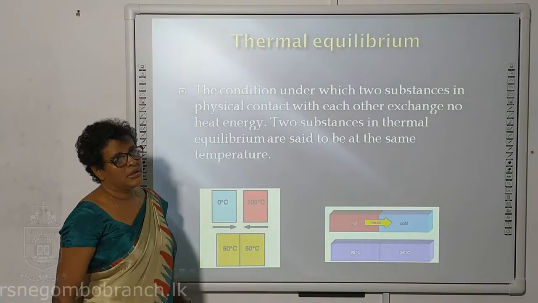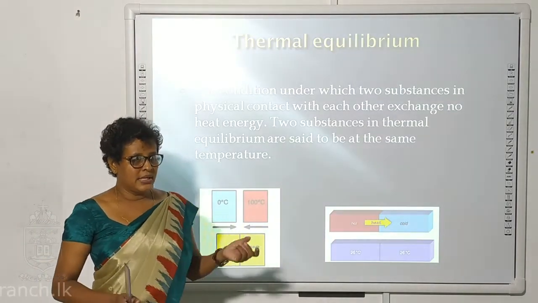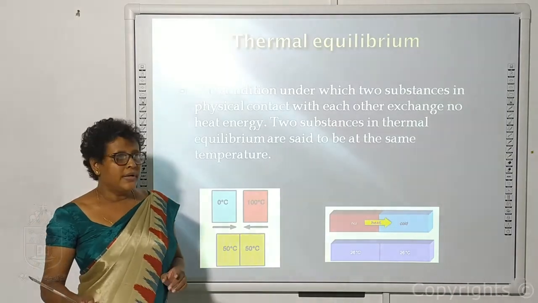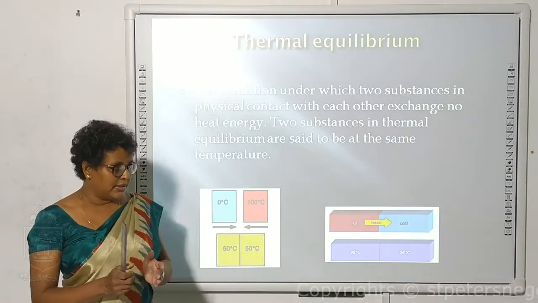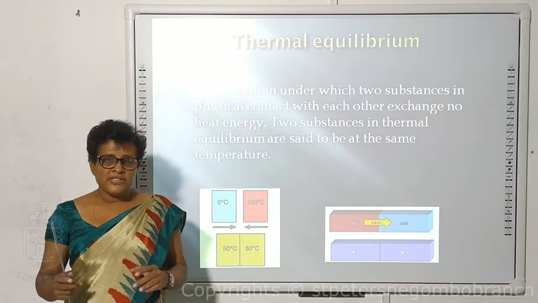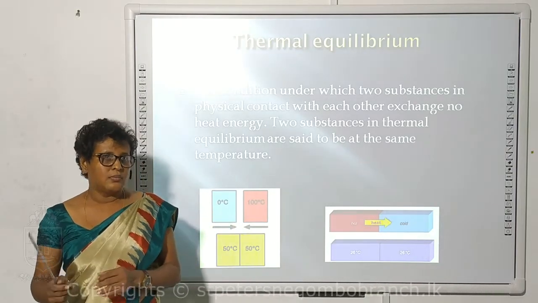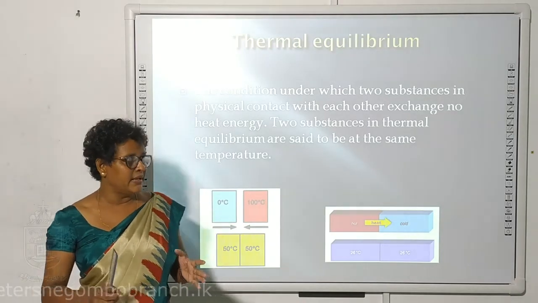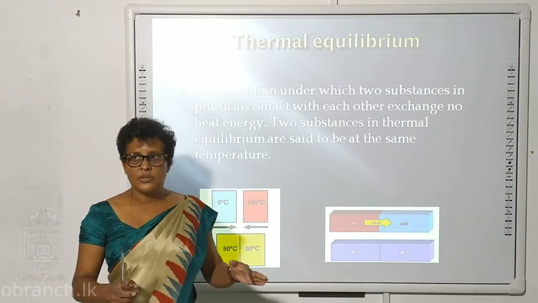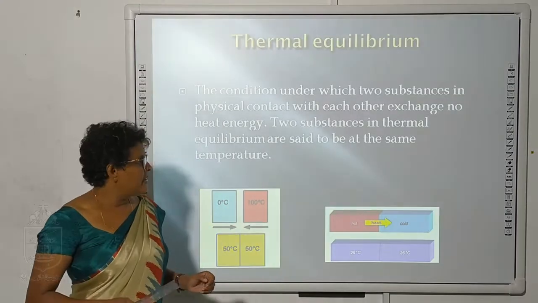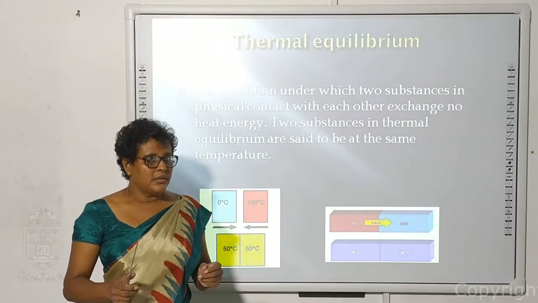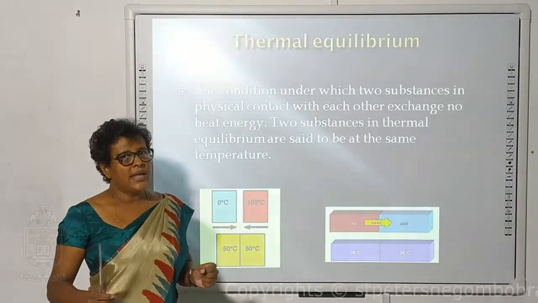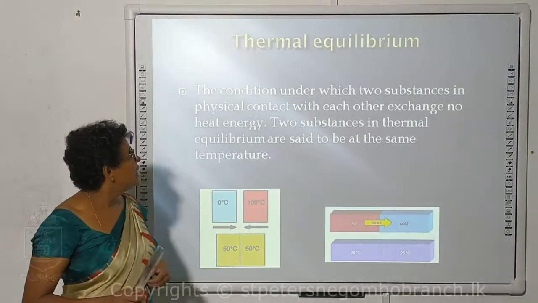Thermal equilibrium. Consider two objects. One is at 0 degrees Celsius and the other one at 100 degrees Celsius. If you get them both together, heat always flows from the higher temperature to the lower temperature. So from the 100 degrees body, the heat flows to the 0 degrees body, and they both will come to a certain temperature. Then there won't be any heat transfer. That instance we call thermal equilibrium.